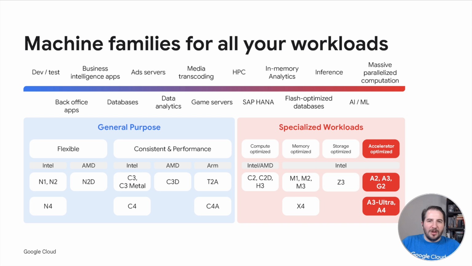Google offers a wide range of machine families to cater to both general purpose and specialized workloads. General purpose VMs are suitable for a variety of applications such as web serving, business intelligence applications, and back office use cases. Specialized VMs are purpose-built for workloads like HPC and AI, with compute-optimized CPU VM types and GPU-enabled accelerator-optimized VM types. For HPC and AI workloads, the A-series VMs are accelerator-optimized with a variety of GPU types available.